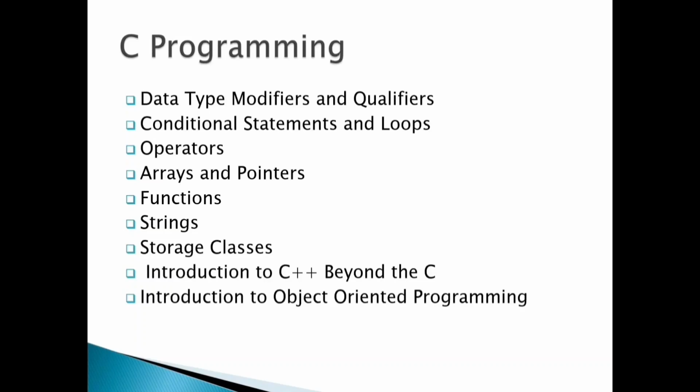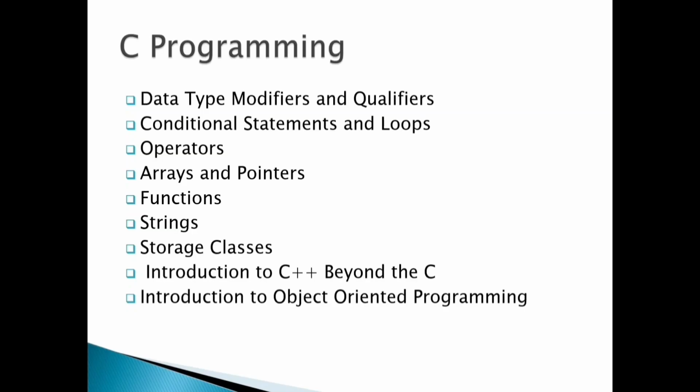C programming consists of data type modifiers and qualifiers. Modifiers are signed, unsigned, long, short, etc. Qualifiers are size qualifiers, frame qualifiers. Conditional statements and loops. Conditional statements are if else, if, elif, etc. Loops are while, do while, for. Operators are arithmetic, bitwise operators.